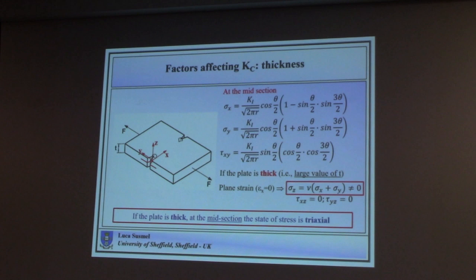So the story is that on the surface, the state of stress is biaxial, and the state of stress at the midsection is triaxial. No matter what criterion you use, Tresca, Mises, the first principal strain, we know that, given the magnitude of the stress components, a triaxial state of stress is always more damaging than a biaxial state of stress.